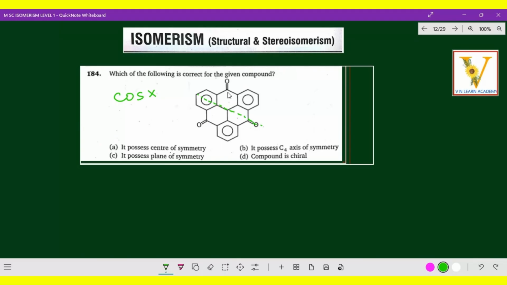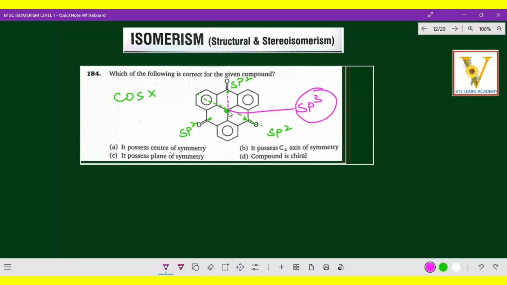And one more thing: here C double bond O, here C double bond O, here C double bond O. So these are all sp2 hybridization. This is sp2 hybridization, this also sp2 hybridization. But in the center, it is actually sp3 hybridization. You see sp3 hybridization. And COS is absent.